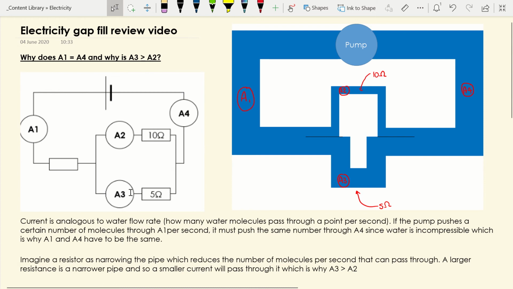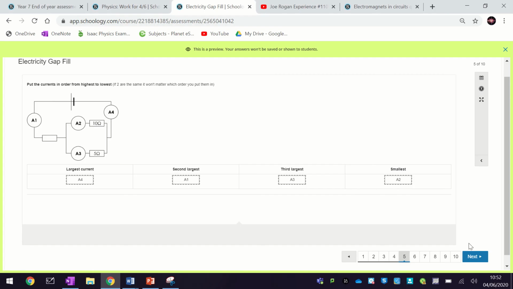In terms of A2 and A3, hopefully this visual helps you see how this works. The way I imagine it is a big resistance is like a really narrow pipe, whereas a smaller resistance is like a wider pipe. So hopefully you can see from this diagram that we're going to be able to get more water per second through A3 than we are through A2, because A3 is much wider. So that's why the current at A3 is bigger than at A2, because it's going through a smaller resistance. But if we were to add A3 and A2 together, that would equal A1 and A4. Okay, so that's that one.